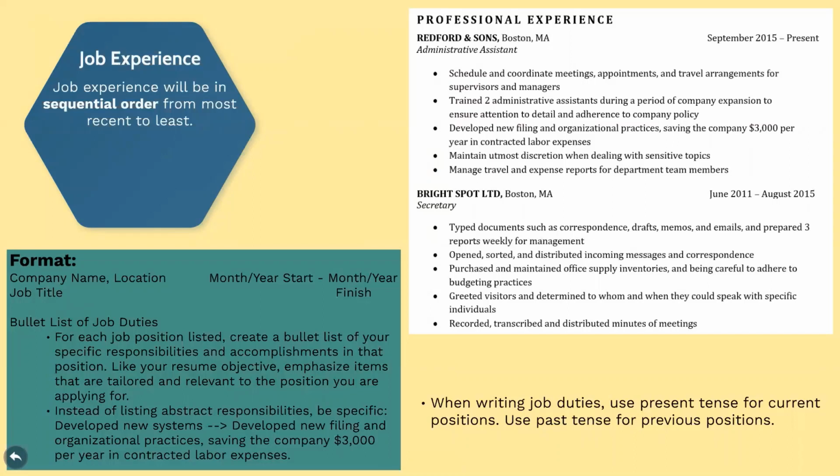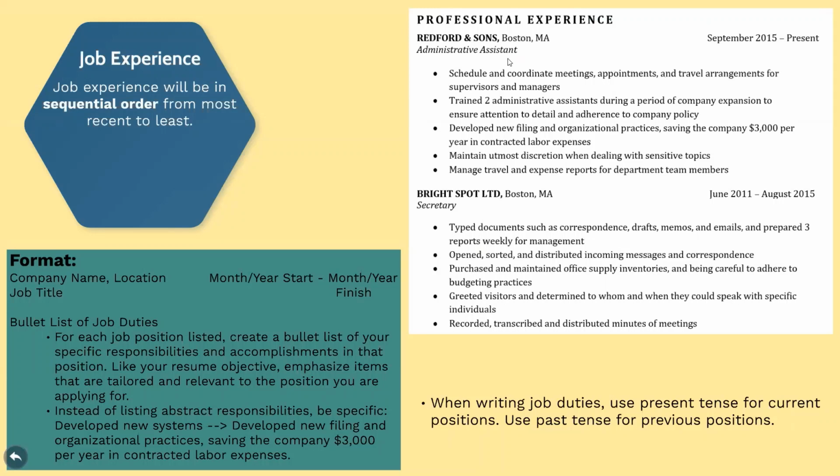Format. First is company name and location, followed by month, year start to month, year finish, followed by your job title. Underneath is a bullet list of job duties. For each job position listed, create a bullet list of your specific responsibilities and accomplishments in that position. Like your resume objective, emphasize items that are tailored and relevant to the position you are applying for. Instead of listing abstract responsibilities, be specific. You can state "develop new systems" as "develop new filing and organizational practices, saving the company $3,000 per year in contracted labor expenses." Let's take a look at our example.